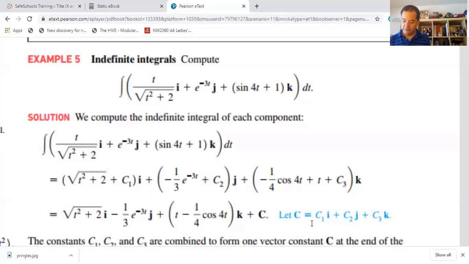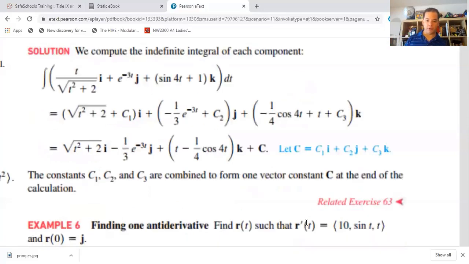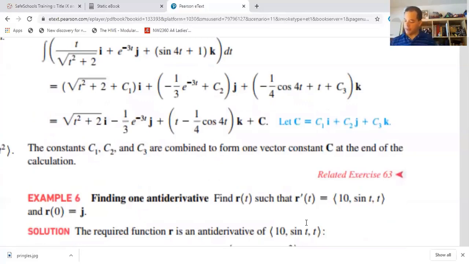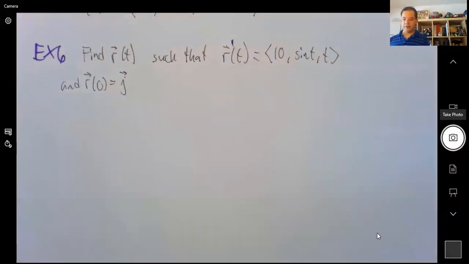Let's do another one here. So let's do example 6 right here on the page. It says find r of t such that, so this time we're going to have an initial condition. I'll show you in a moment. In fact, that's right here at the bottom. So let's put it so that r prime of t is 10 sine t, and r of 0 is j. Let's check it out. All right, so how do we do this one?